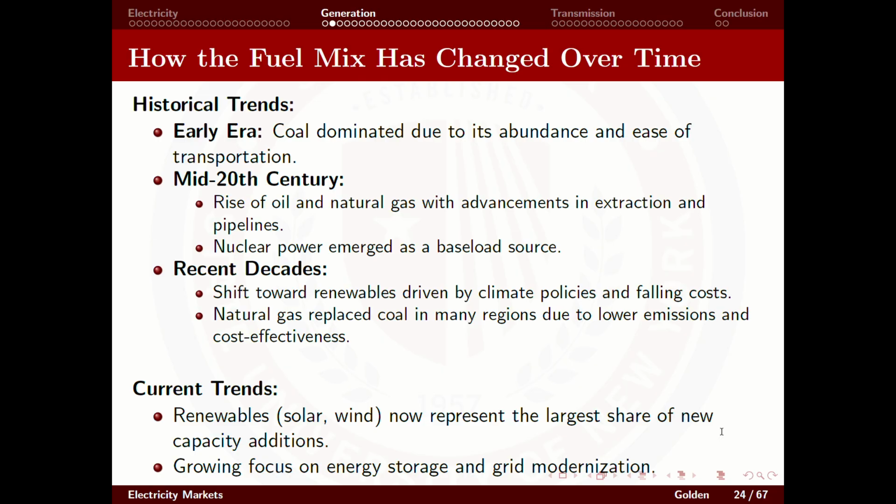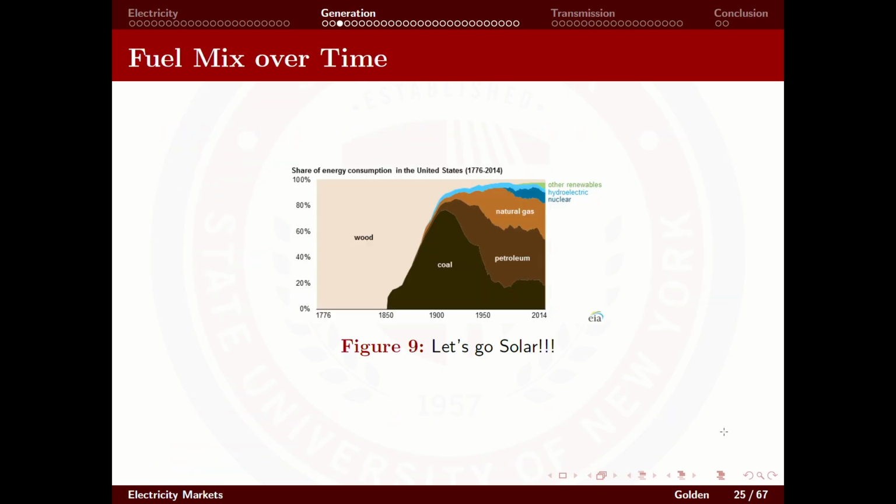But I think China, at least, would like to pretend like it would like to move away from coal, even if it acknowledges that the cost savings are pretty significant. So renewables now represent the largest share of new capacity additions. There's a growing focus today on energy storage and grid modernization. So adding a more modernized grid that can go long distances for transmission and adding storage resources is really the current trend in the fuel mix.